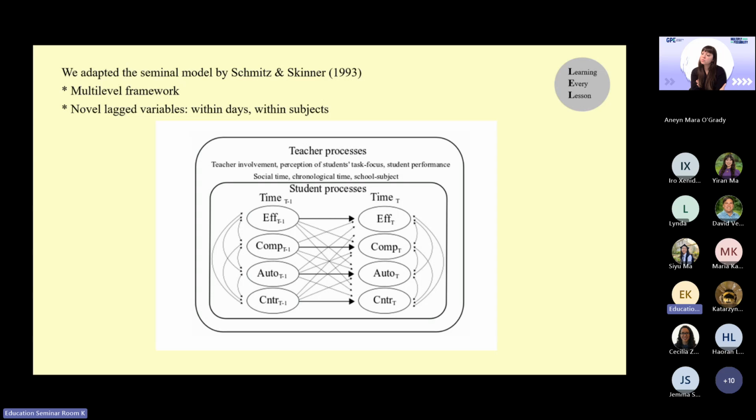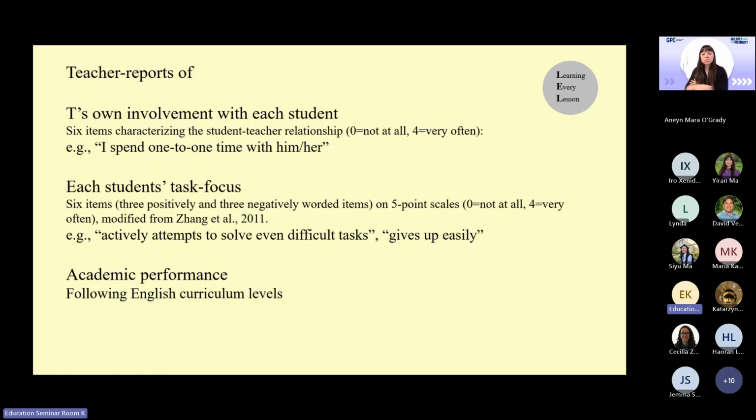If we then model the same data with a slightly more complex model, we have effort, competence, autonomous and controlled motivation. I won't show these complex models, but we'll look at the teacher reports. So the teacher's involvement with each student, for example, spending one-to-one time with her. Each student's task focus, as rated by the teacher, and academic performance on the English curriculum levels.